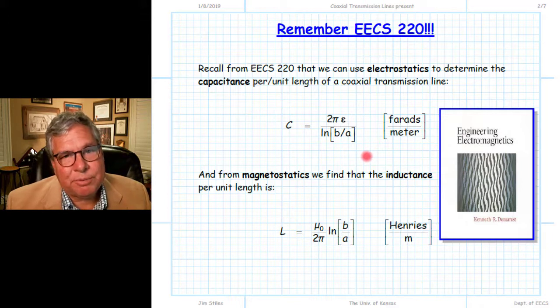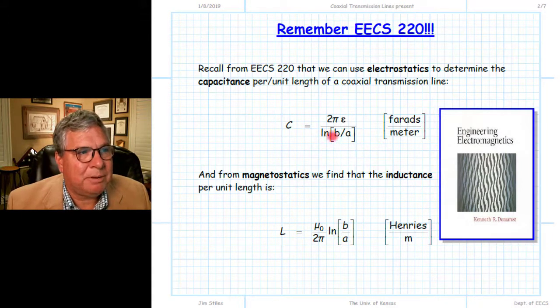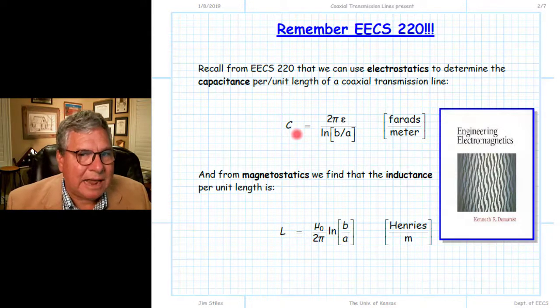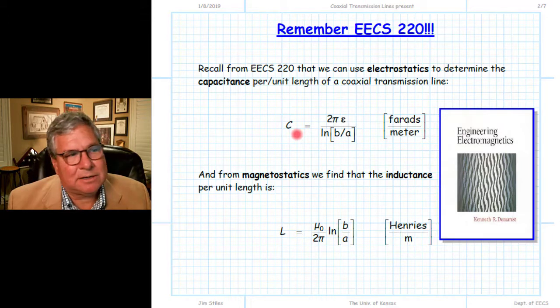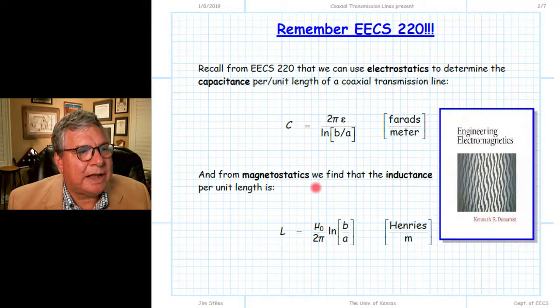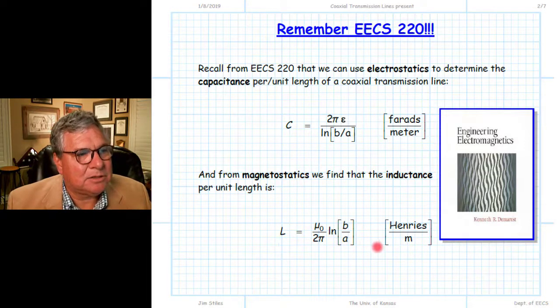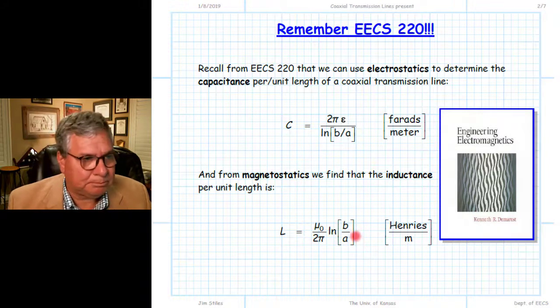And notice these are the parameters of the coaxial transmission line, b over a, b being the inner radius of the outer conductor and a being the outer radius of the inner conductor. And then of course epsilon is the dielectric that separates those two. So with these parameters, a, b, and epsilon, we can determine the capacitance per unit length of a transmission line. Electrostatic analysis gives us the correct capacitance. Likewise, we can use magnetostatics to find the inductance per unit length for this transmission line. Once again, it depends on the two radii, b over a. Notice it does not depend on the dielectric.